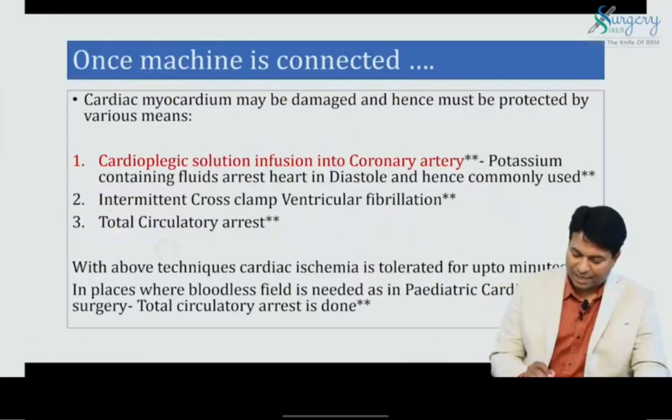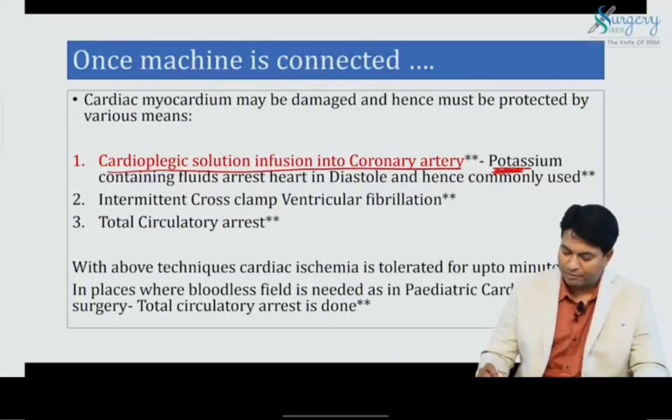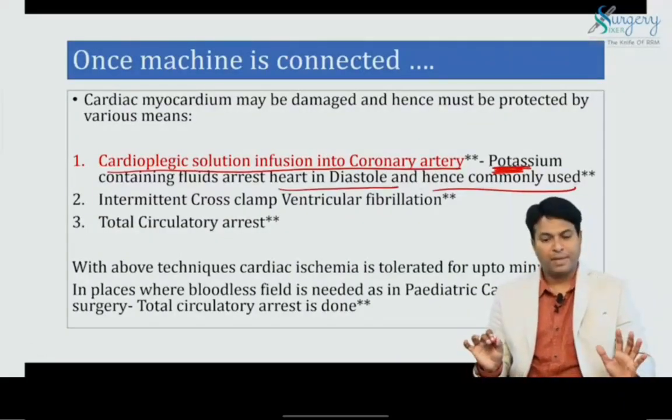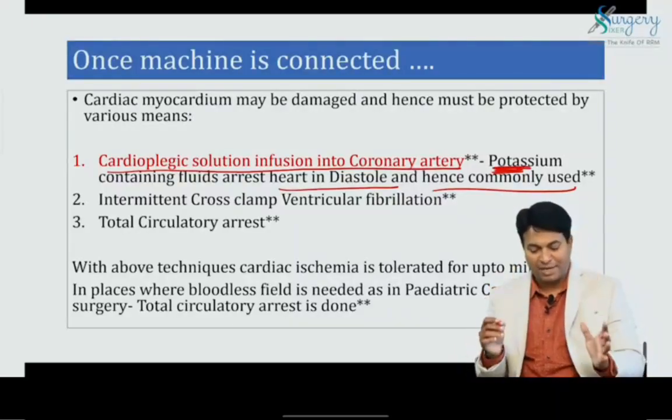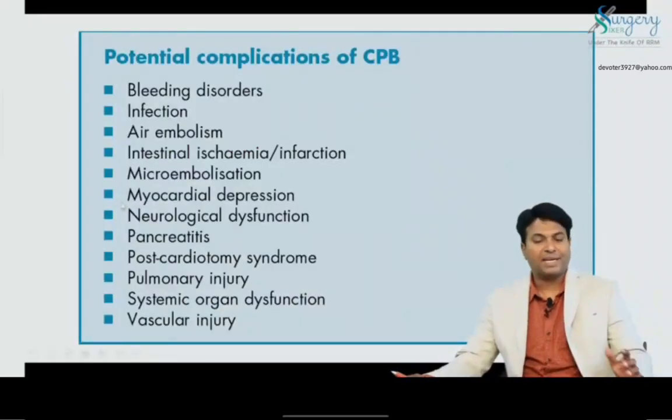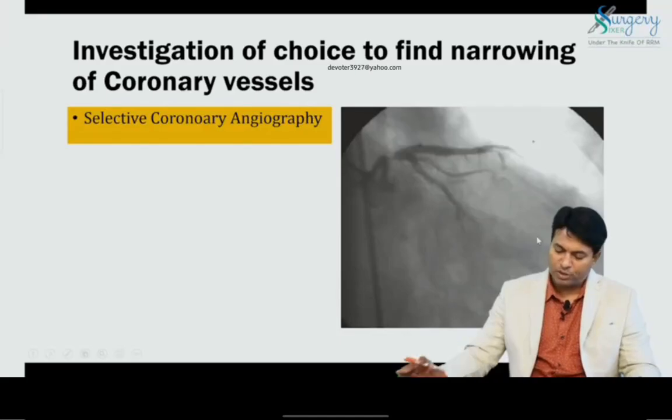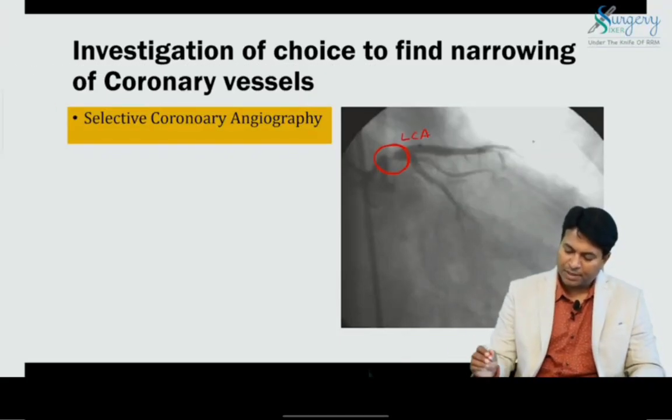Once the machine is connected, cardioplegic solution is infused into the coronary artery. It is a potassium-containing fluid that arrests the heart in diastole and hence is commonly used. To prevent coronary myocardial damage, we use cardioplegic solution. Please don't forget it. I told you the various complications of cardiopulmonary bypass, and this is a selective angiography showing a stenosis at the left main coronary artery.